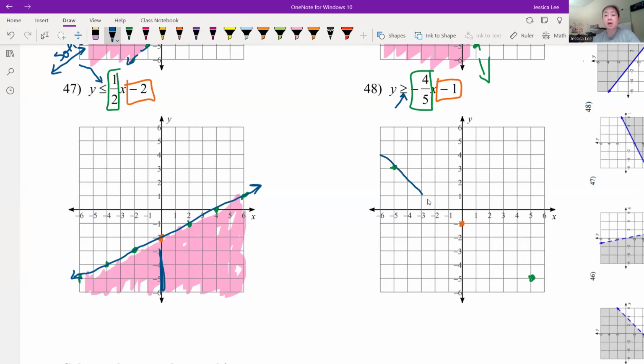So I'm going to just draw the line. Done. The line part is done. And then we're going to be shading on which side? It says y is greater than. So if it's greater than, that means it's going to be on all of these y numbers that are bigger than the line, right? So here we go. We're going to just shade all this.